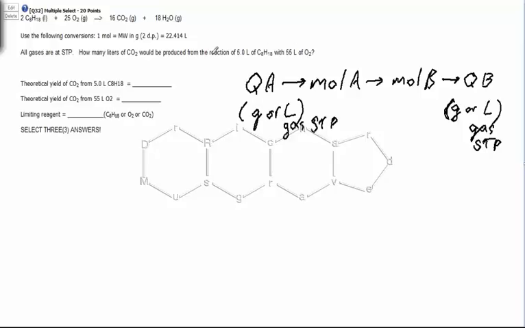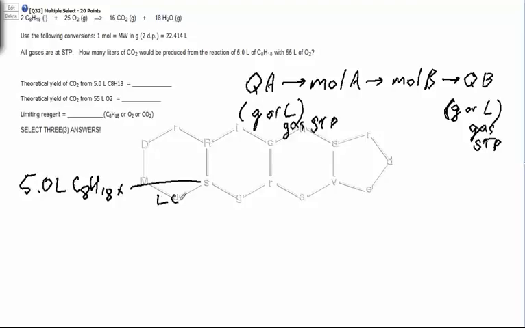What we're going to do is figure out how many litres of CO2 we can get from each of these, and whichever one comes out to be the smaller amount is going to be the limiting reagent. Okay, so we'll start off with 5.0 litres of C8H18. What we're looking for here is litres of CO2, so we'll find moles of C8H18, then moles of CO2, and then litres of CO2, because that's what we're after.